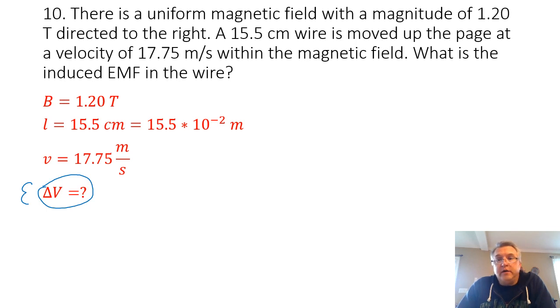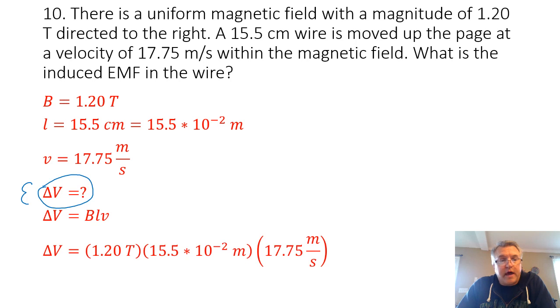To find the induced EMF, I know that it is going to equal BLV, or the magnetic field times the length of the wire times the velocity of the wire. I plug my known values into that equation, 1.20 Tesla times 15.5 times 10 to the minus second meters, times 17.75 meters per second, and that is going to give me an induced EMF of 3.30 volts.